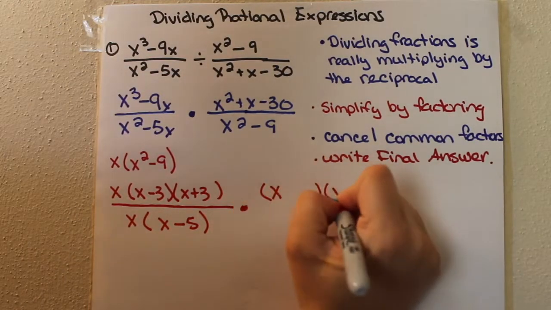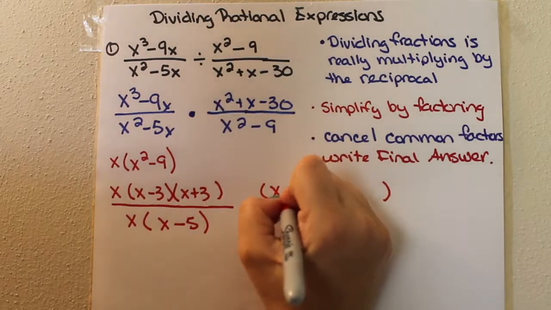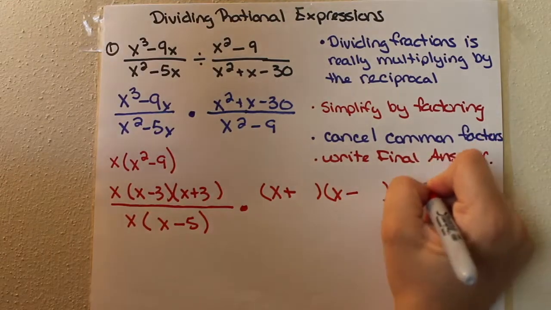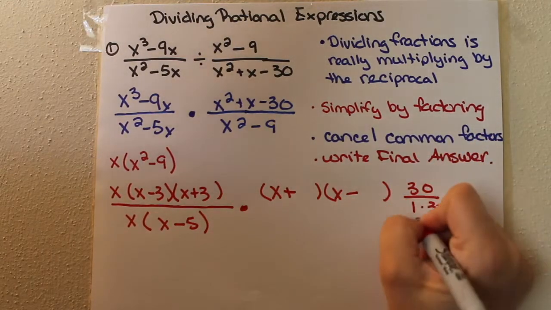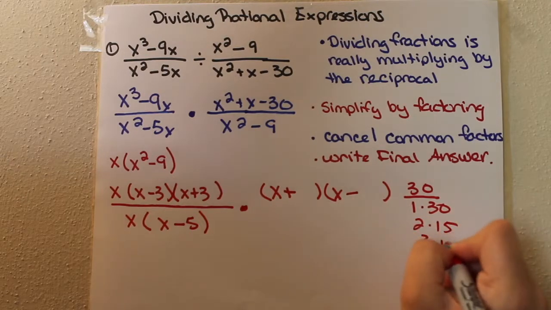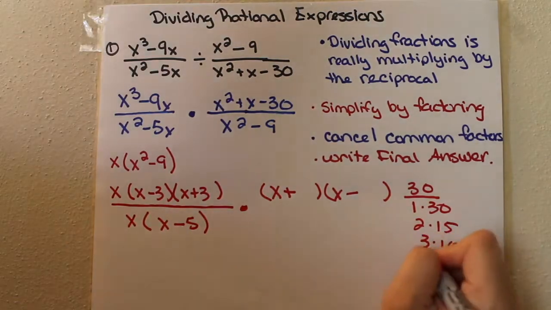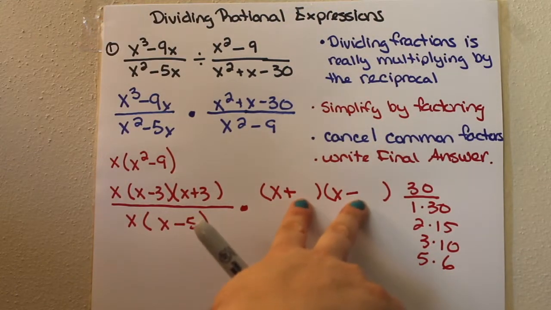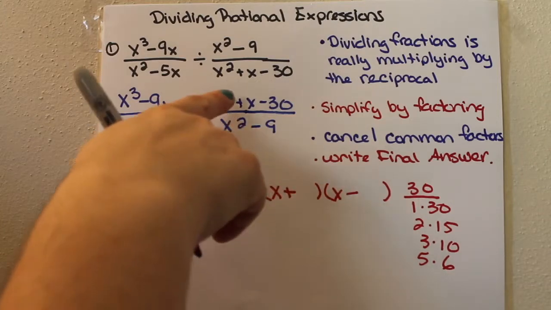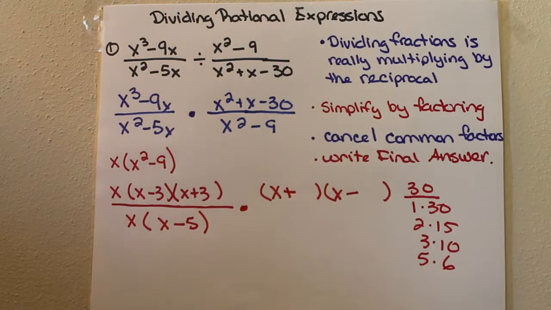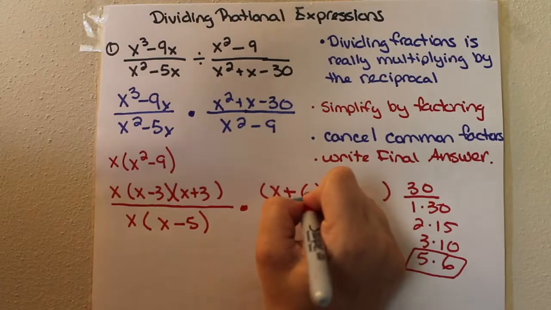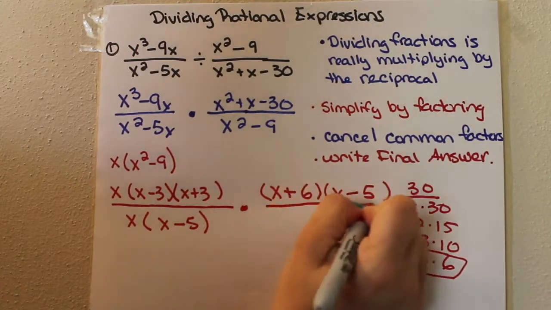Multiplication sign. My numerator here is a simple trinomial. I'm going to have x and x. I'm going to bring down my plus sign. A positive times a negative is a negative. And then factors of 30: 1 and 30, 2 and 15, 3 and 10, and 5 and 6. But since these are different, I'm looking for something that's going to subtract to give me 1. Do you see anything that's going to subtract to give me 1? Yes, I'm going to use 6 and 5. I always write the biggest one first.